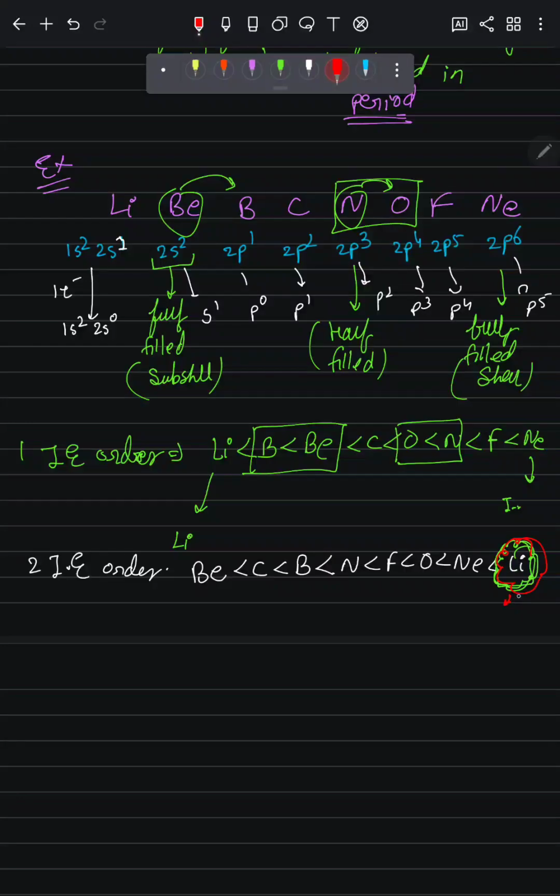And here fluorine and oxygen will be interchanged, oxygen then fluorine, because of the half filled, because oxygen has half filled, so it will overtake fluorine. And the same can be said about this carbon and boron. So this boron is fully filled, and it will overtake this carbon which came before it. So this is the final order of second ionization energy of beryllium.